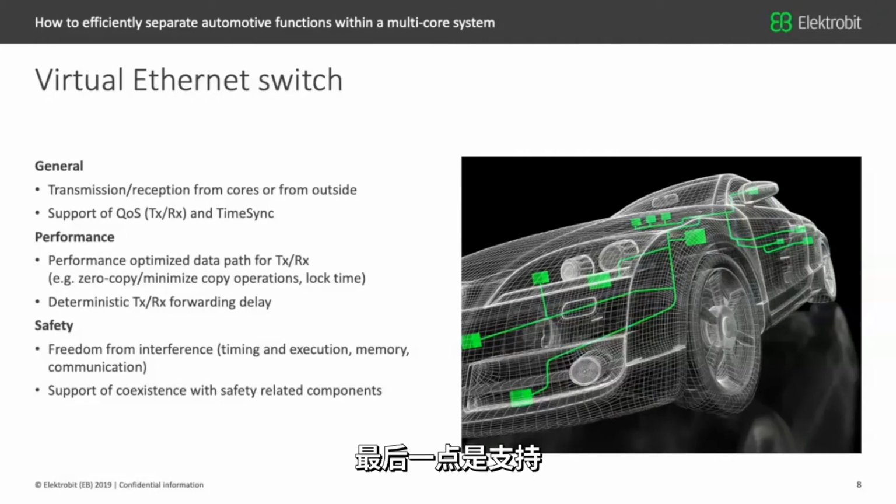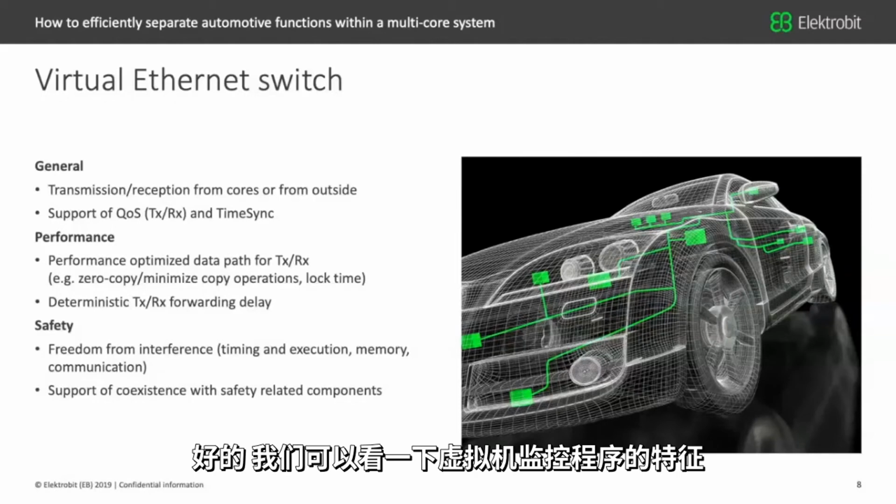And then the last point, support for coexistence with safety-related components. This goes along the way that we have a freedom from interference also on memory, so that the virtual Ethernet switch is not interfering with any other component in the system.